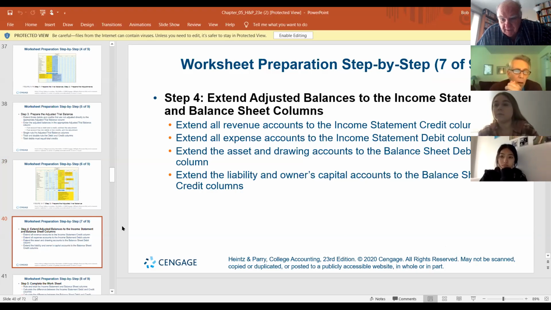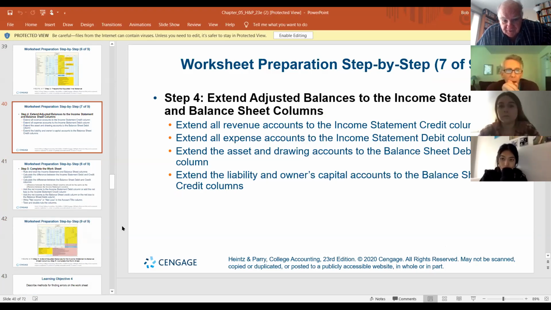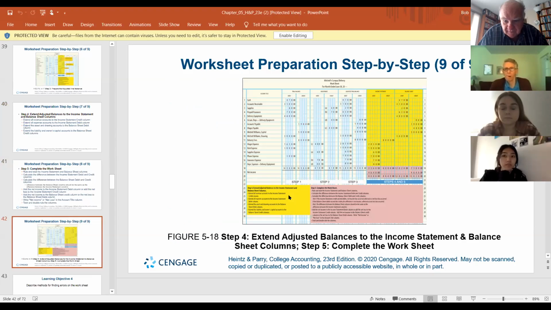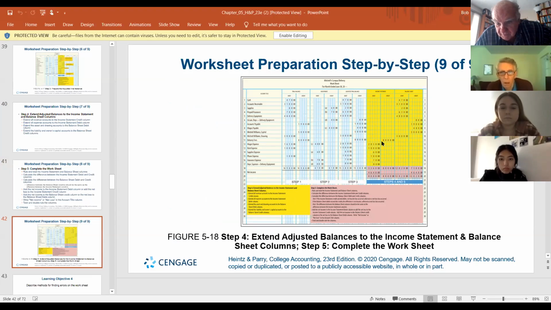We're going to extend the balances. This is a lot of verbiage that I think you will understand. Extend the adjusted balance to the, we're going to move the revenues and expenses to the income statement, and the assets, liabilities, and capital to the balance sheet. I bet you knew that, okay? So here we go. Remember what I said? Everything below drawing is your income statement. Here's your income statement. There's the sales. These are your expenses. That's pretty easy, huh? Okay. Everything above it is the balance sheet.